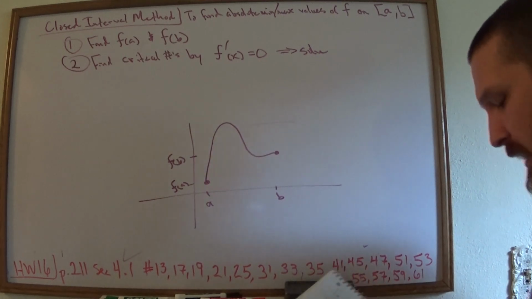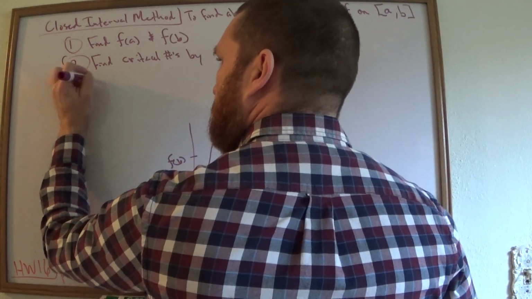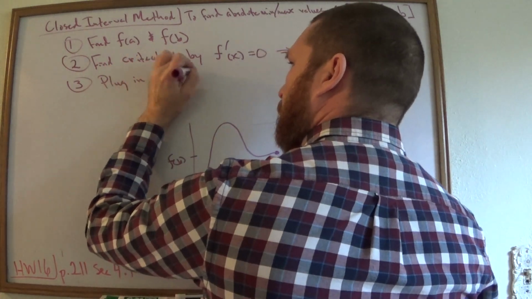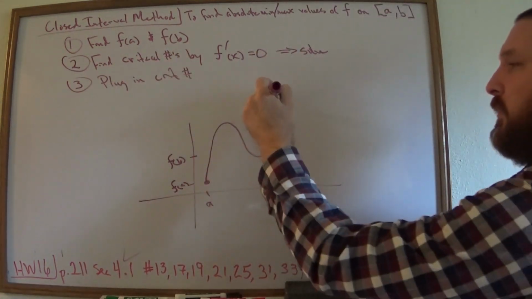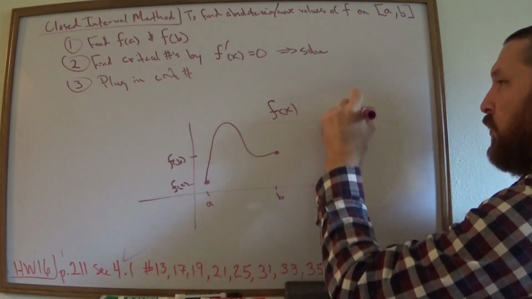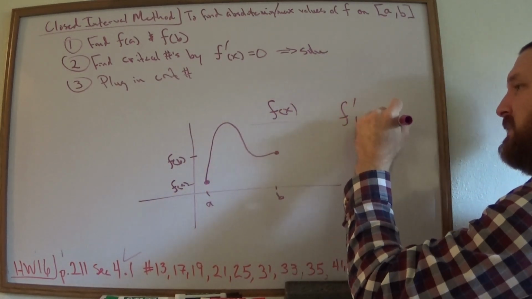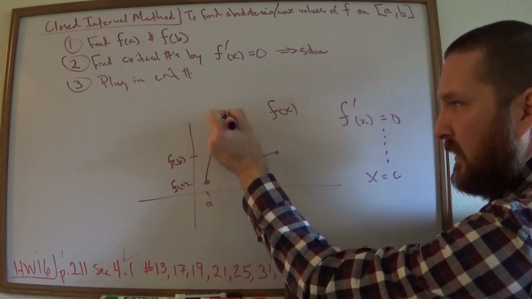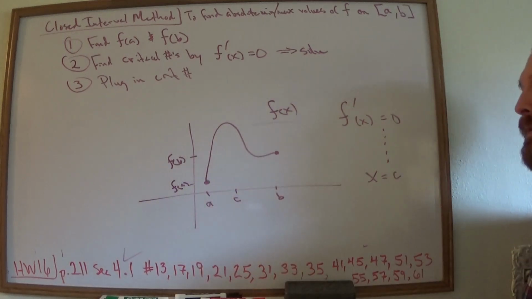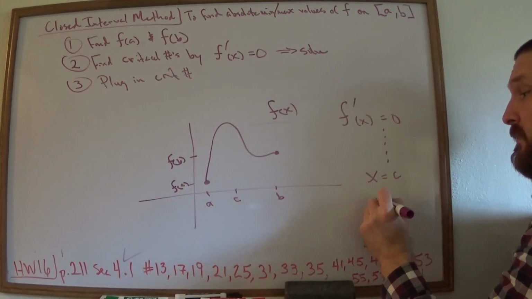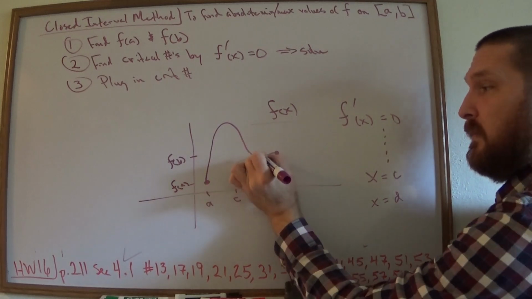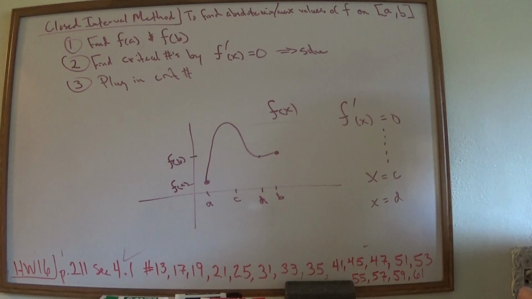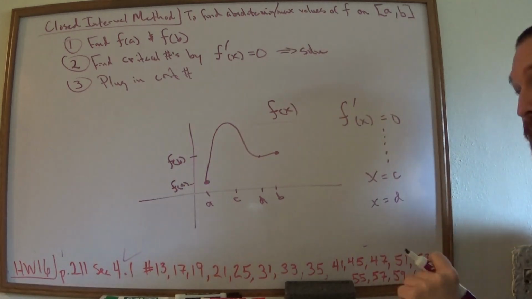Now, then you plug in the critical numbers. So that's what we did here. We had some f of x. We took our f prime of x, we set that equal to 0, and we found that x equals some number c. Right there. We'd probably also find that x is equal to d. Right there. And so what we're going to do is take those and plug them in.